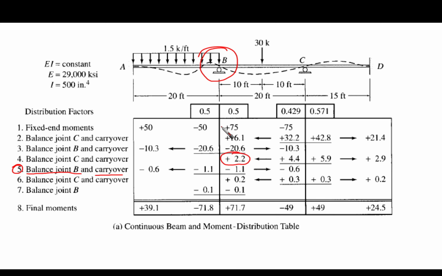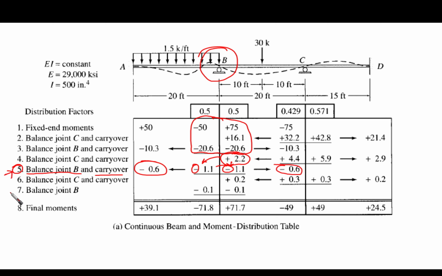Then this 2.2, if you sum up everything here, they are 0, because already this is balanced and unbalanced and balanced moment. So the remaining is 2.2. Then we have distribution factor 0.5 and 0.5, so half of it here, half of it here. Negative, negative, opposite signs. Okay, so 1.1 and 1.1. Then we're going to make the carry over, which is half, minus 0.6 here and half, minus 0.6 here. So this is step 5.